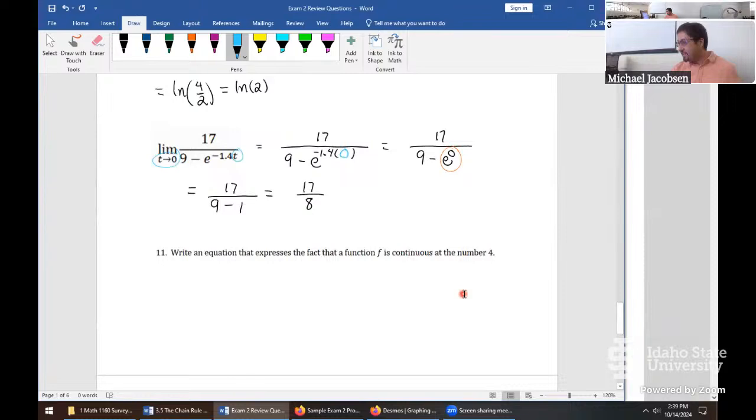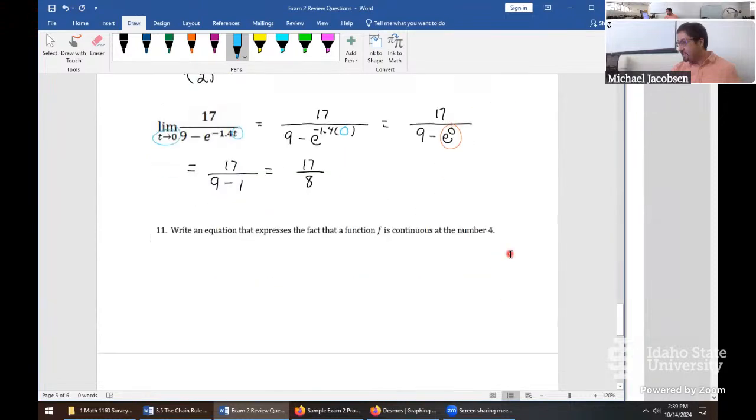And same idea here. Continuity is one of the major ideas in calculus, and it is also defined in terms of the limit. So let's read the problem carefully. Write an equation, that means there's got to be equality somewhere, that expresses the fact that f is continuous at the number 4.